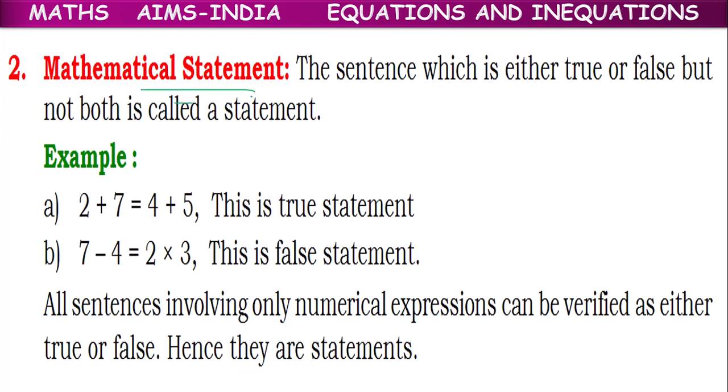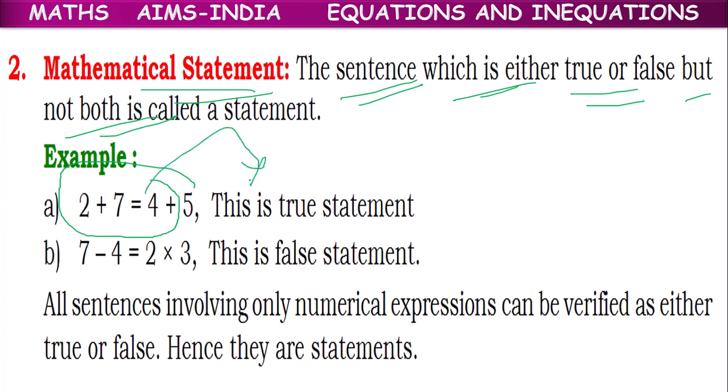Now, a mathematical statement means a sentence which is either true or false, but not both. After seeing the mathematical sentence, if you are able to tell whether it is true or false, any one but not both, it cannot be true and false at the same time. Either it may be true or it may be false. If you are able to conclude any one condition, then it is called a mathematical statement.